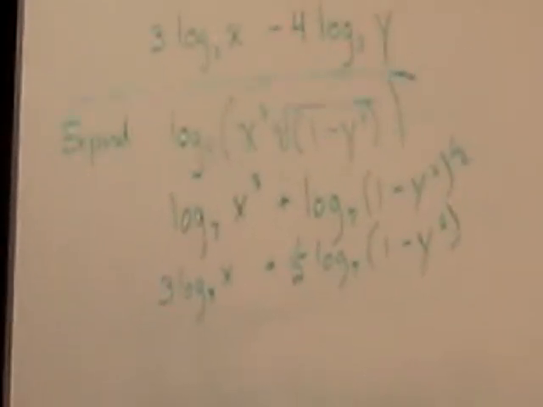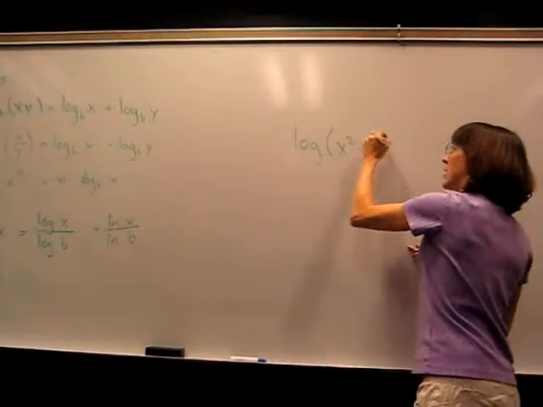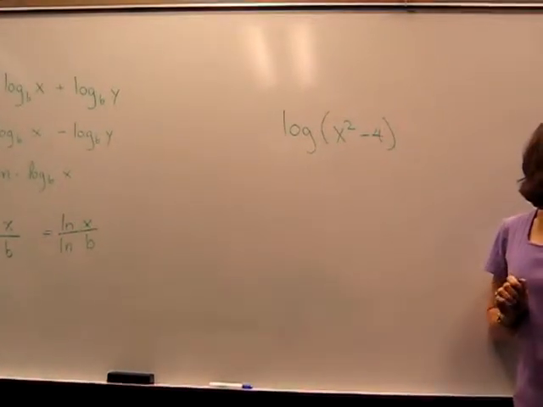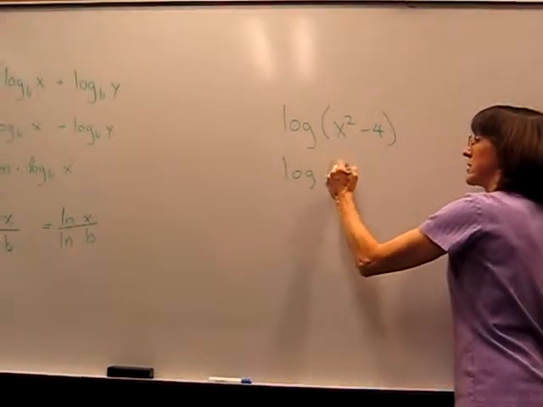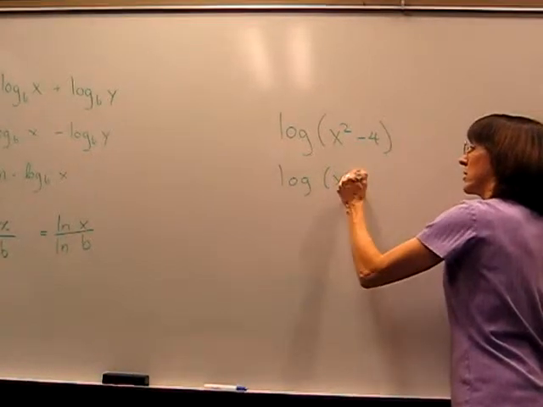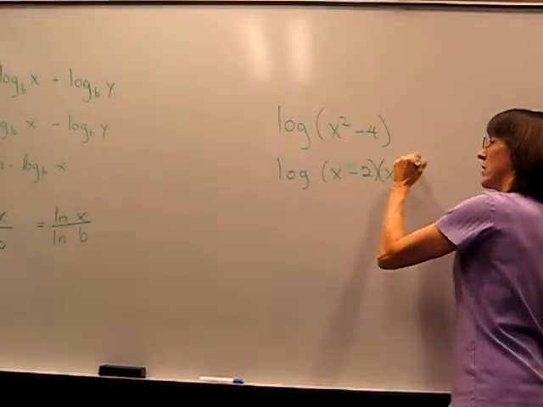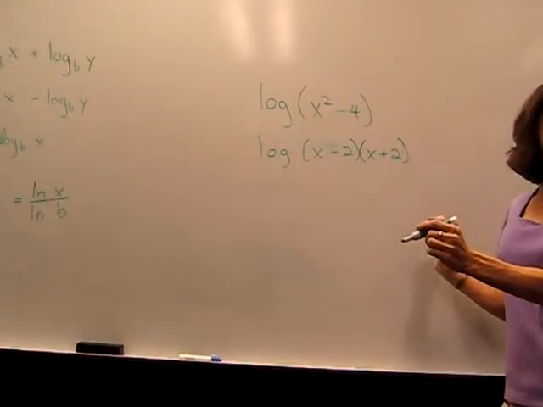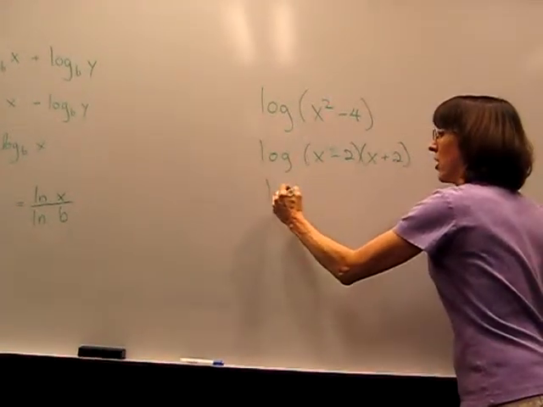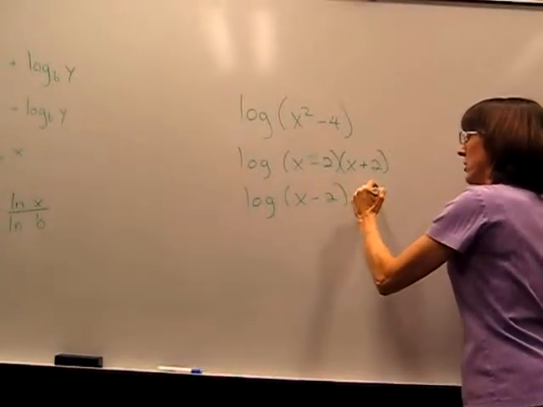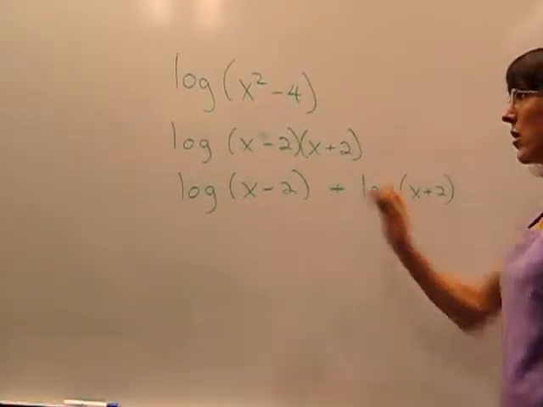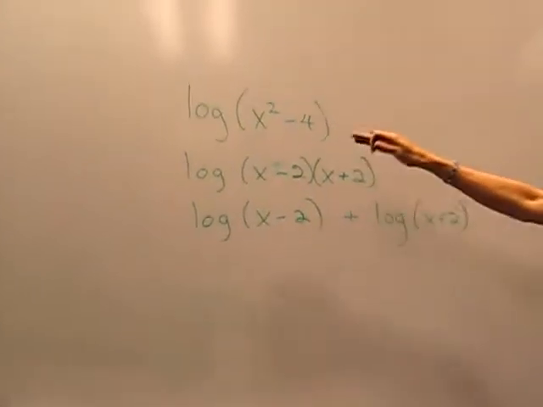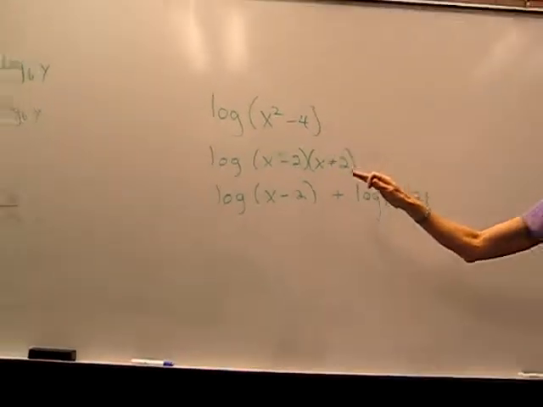Okay? If I asked you to separate this guy, what would you do? Hopefully you would realize that this is this. Oops. And you would then separate that. So you've got log x minus 2 plus log x plus 2. But Monique, you're absolutely correct in that you cannot separate the x squared and the 4. Okay?